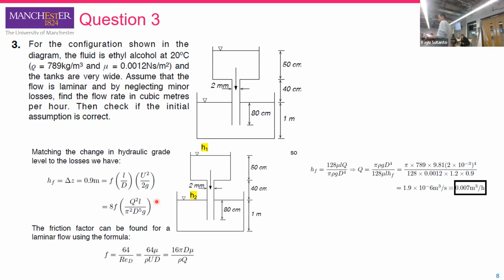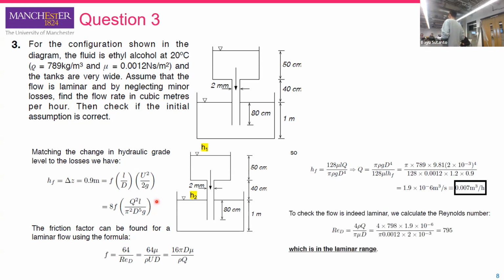Okay, and the next step is to check whether it is truly laminar or not. Just input to the Reynolds number, because we already have the flow rate Q. We get the Reynolds number, so it is true that this is laminar. If the assumption is not correct, you need to choose again the correct one. If this is turbulent, you need to find the new equation for the turbulent friction factor and input it again to the equation.